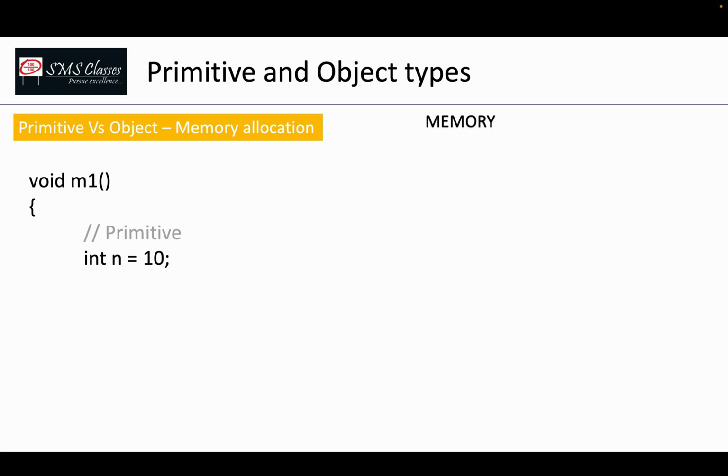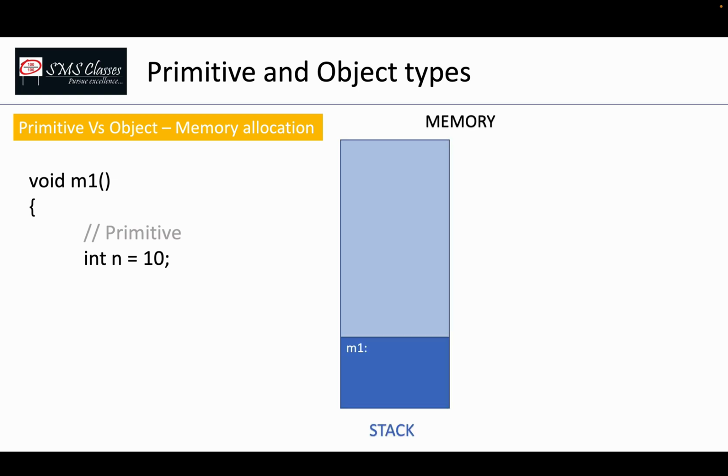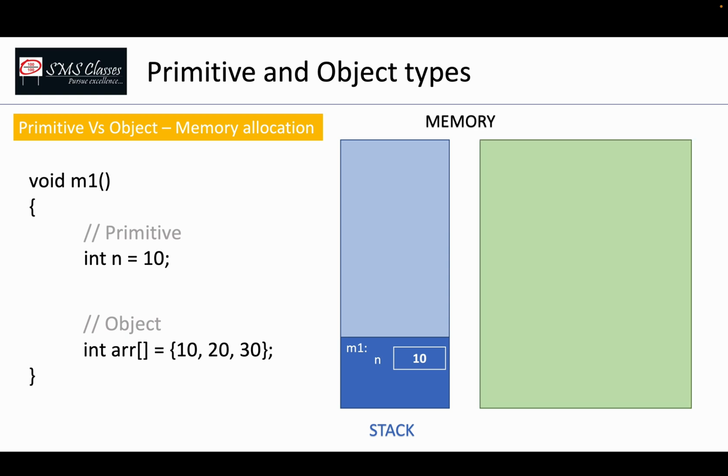Now, if you take a normal int n equal to 10, what happens is in your memory, there is a variable called n. The value 10 is getting stored. If you do it for an object, in this case, I have taken an example of an array. So this 10, 20, 30 is getting allocated in your heap memory, and the variable ARR gets the reference to that memory.